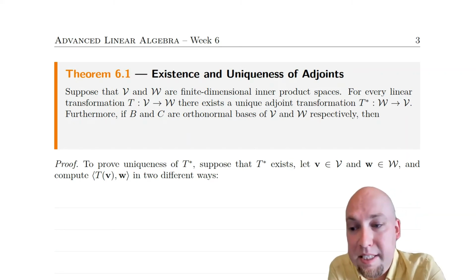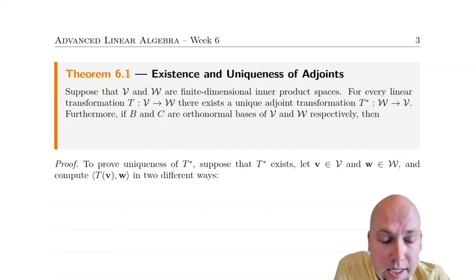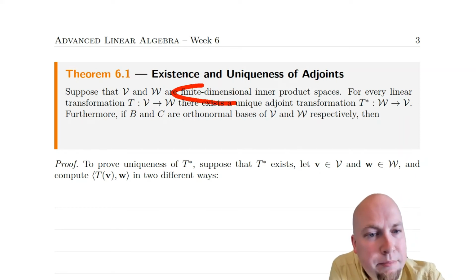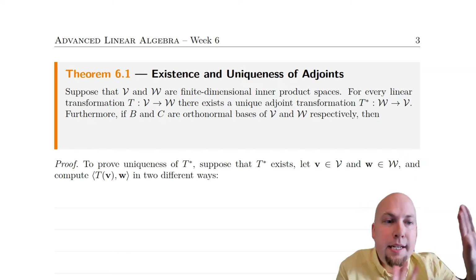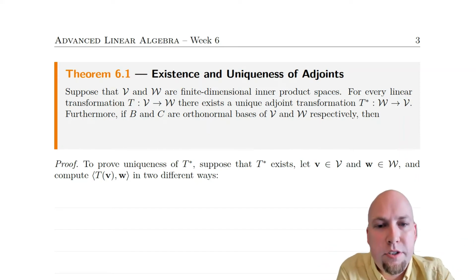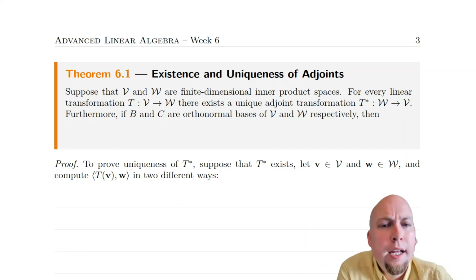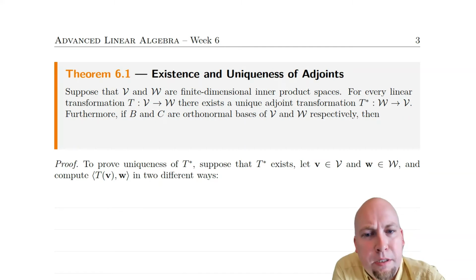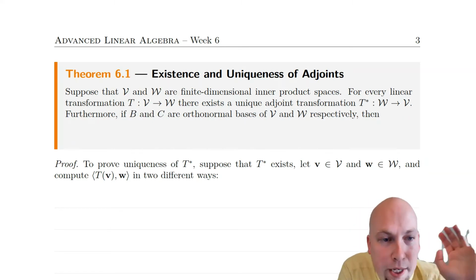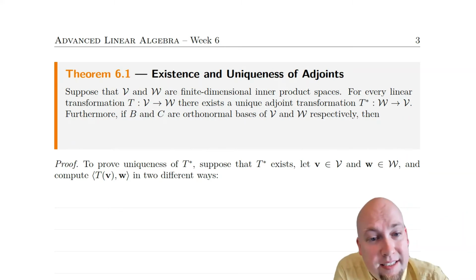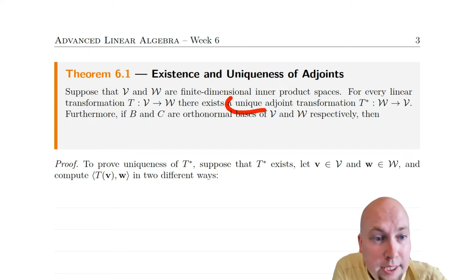All right, so same setup. Suppose you've got finite dimensional inner product spaces. We actually are going to need finite dimensional here. The definition works in any inner product spaces, but we're going to want finite dimensional for this theorem. Again, suppose you've got some linear transformation between them, and here's what the theorem says. There exists an adjoint. That adjoint is unique. And furthermore, it tells you how to compute it.